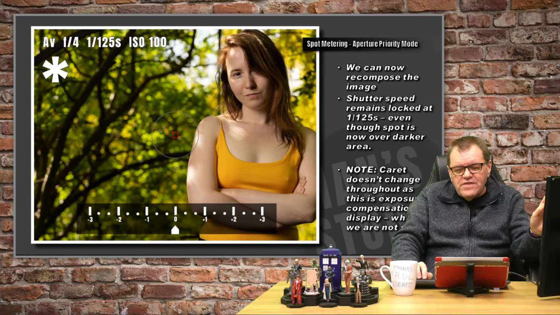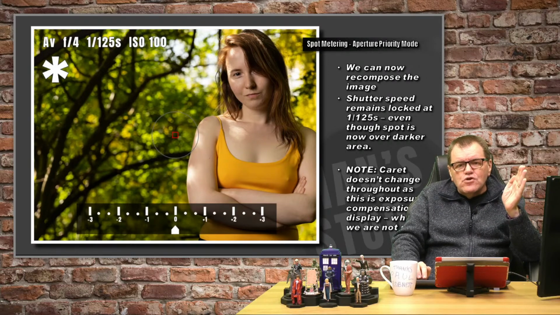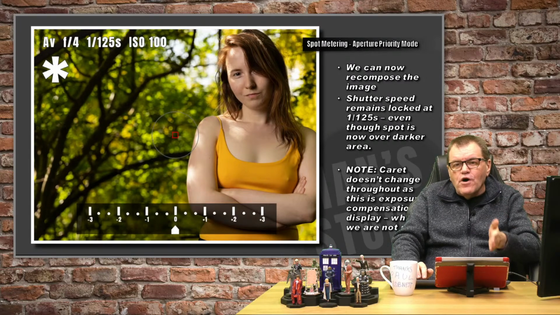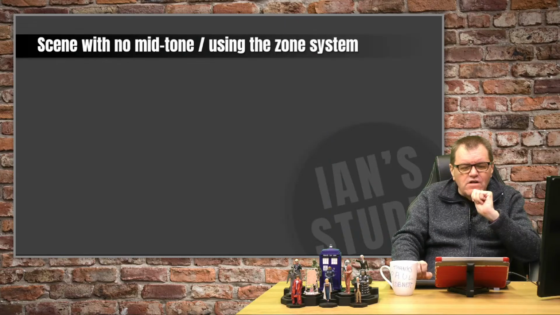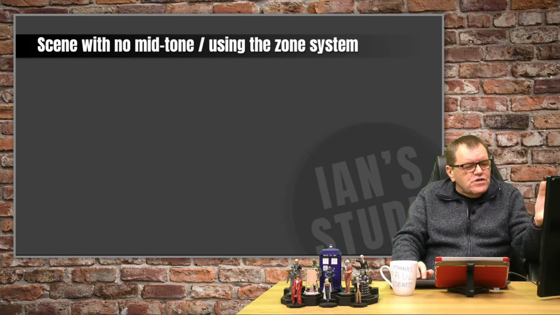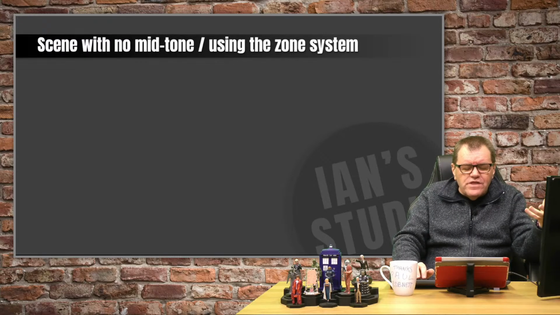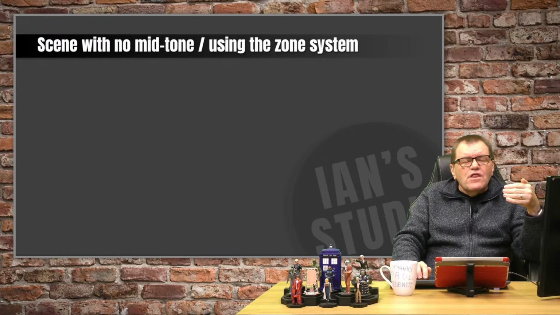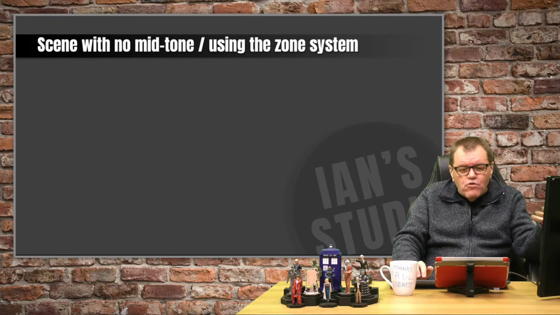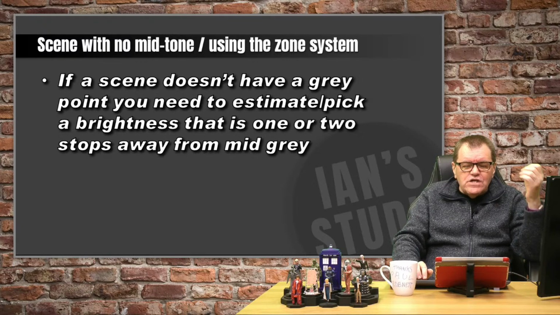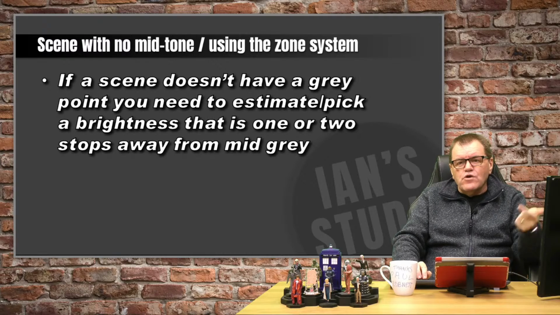And as I say, the caret never moves because that is exposure compensation. So don't be fooled by that, but just remember that you do need to lock your exposure once you've put your spot over a mid-tone on there. So the next question, I suppose, is how do you cope with spot metering a scene that hasn't got a mid-tone in it? How do you do it? What do you do?